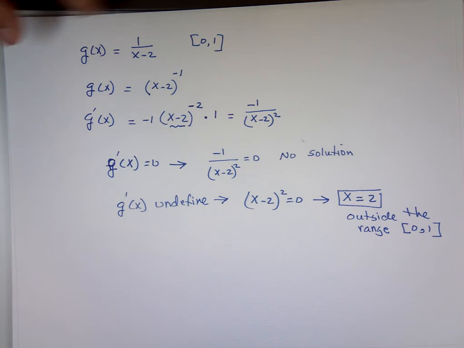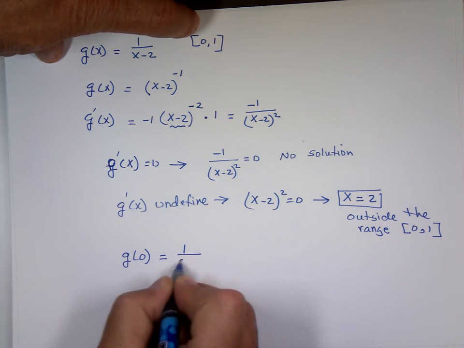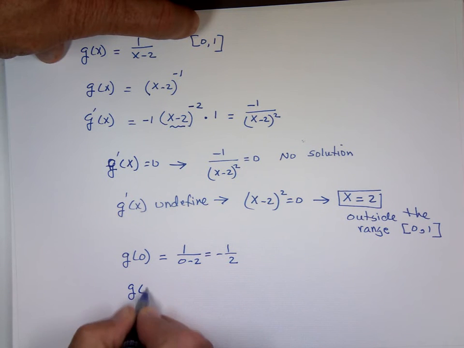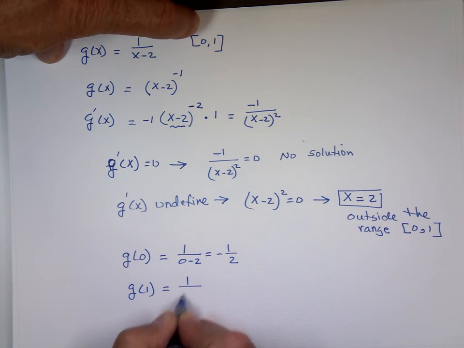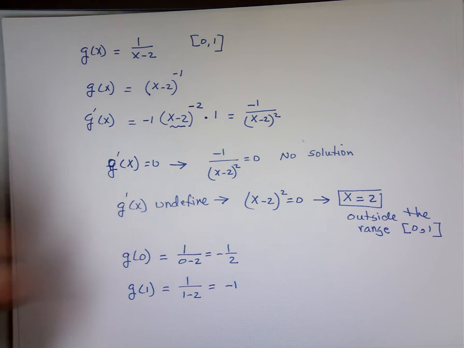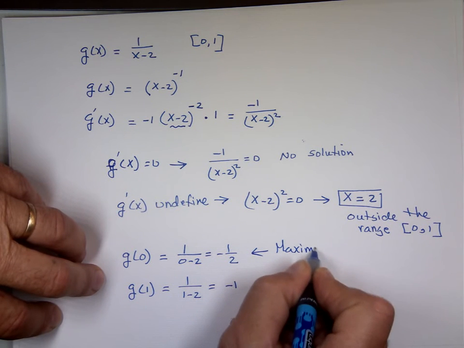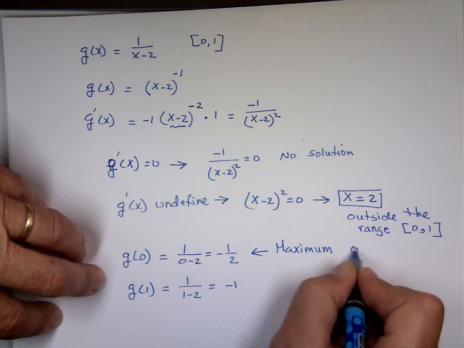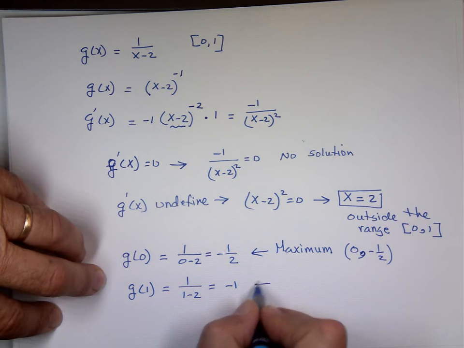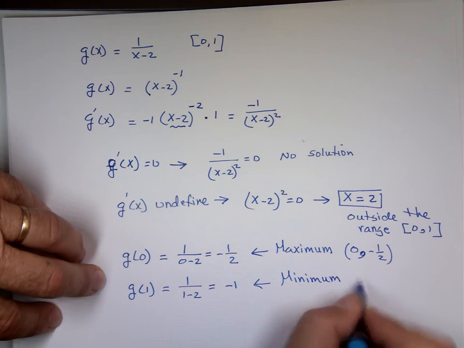What is g sub 0? Negative 1/2. And what's g sub 1? Negative 1. This is your maximum at 0, comma, negative 1/2. That's a comma. And this is your minimum at 1, comma, negative 1.